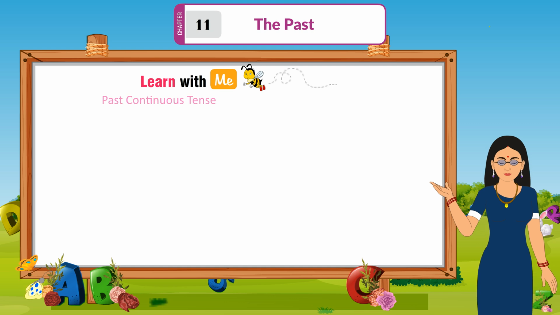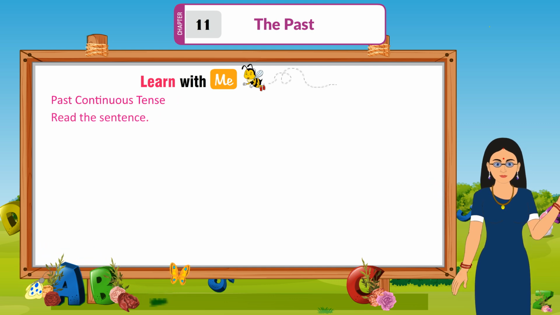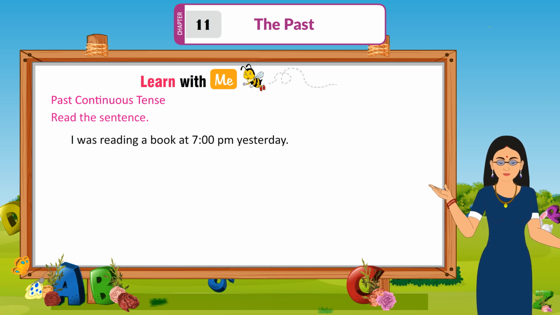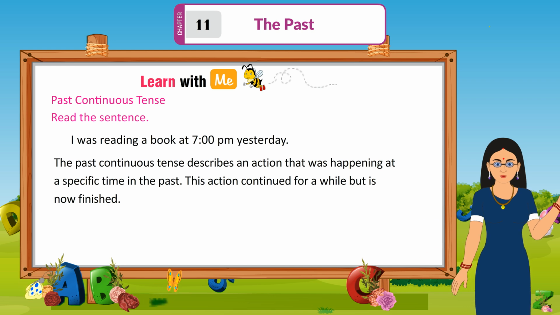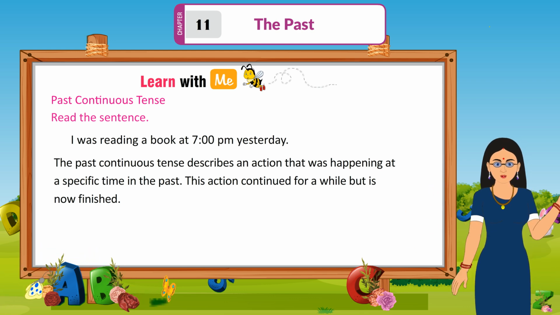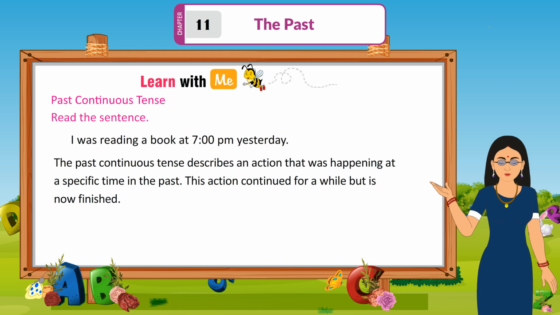Learn with me. Past continuous tense. Read the sentence. I was reading a book at 7 p.m. yesterday. The past continuous tense describes an action that was happening at a specific time in the past. This action continued for a while but is now finished.